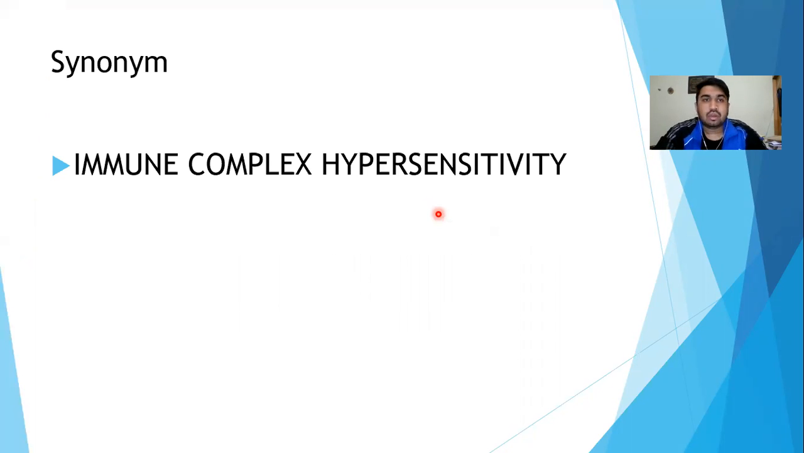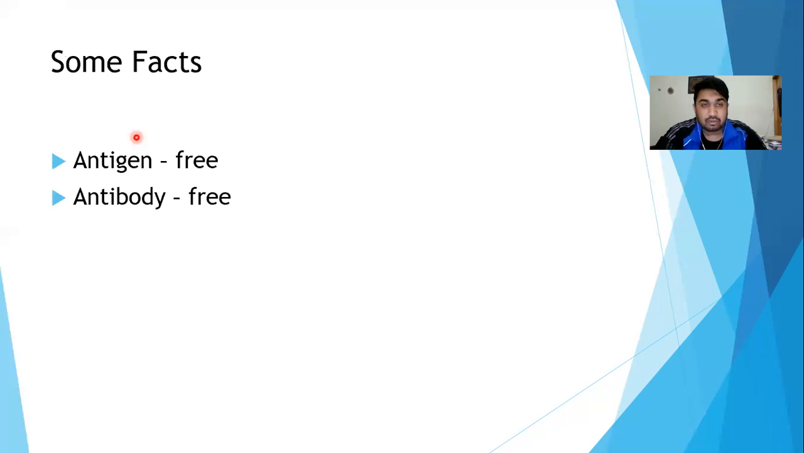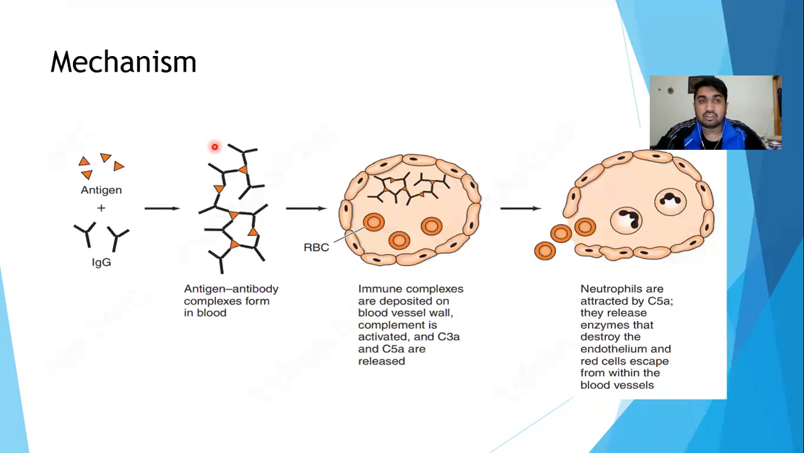Now, there is a synonym of type 3 hypersensitivity. It is also called immune complex hypersensitivity. Please remember this name, immune complex hypersensitivity. Here, in type 3 hypersensitivity, the antigens are free and the antibodies are also free. In type 1 and type 2, I have discussed the state of the antigen and antibody. Now the mechanism of type 3 hypersensitivity.